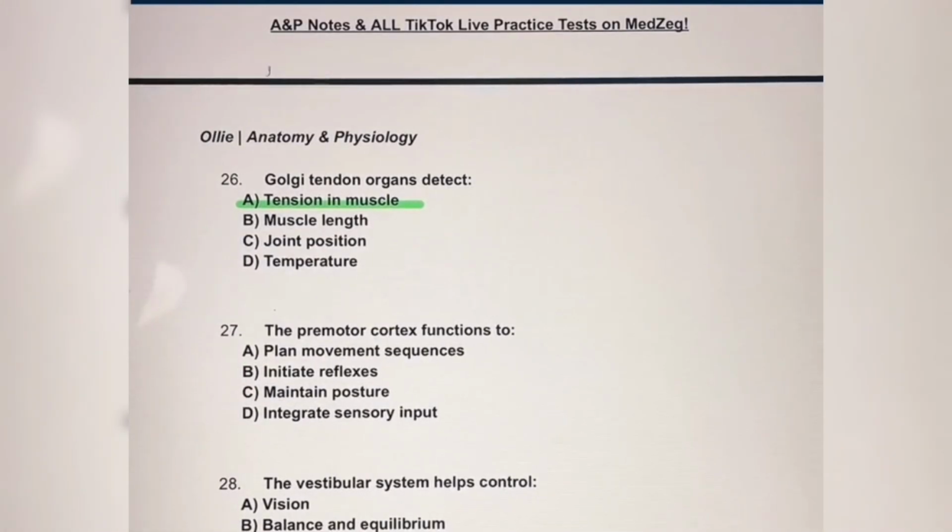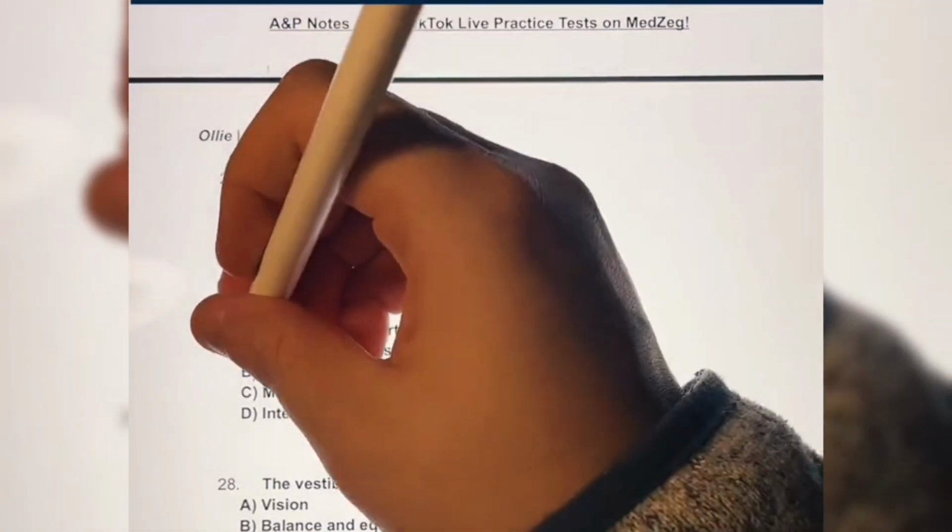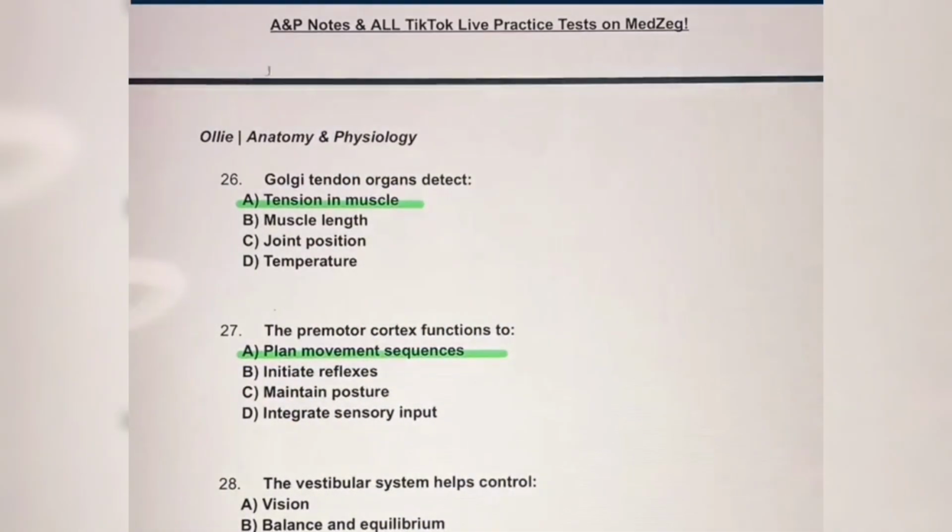Number 27, the premotor cortex functions to do what? A, B, C, or D? The answer is A. It is going to plan our movement sequences. So again, our premotor cortex is located in the frontal lobe, a little more anterior to the primary motor cortex. Again, we plan out our voluntary movements since we organize our sequences of muscle contractions.